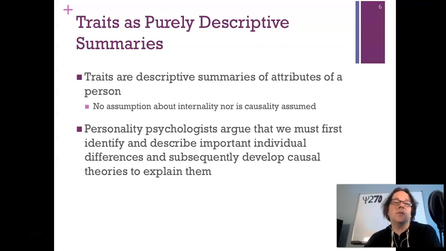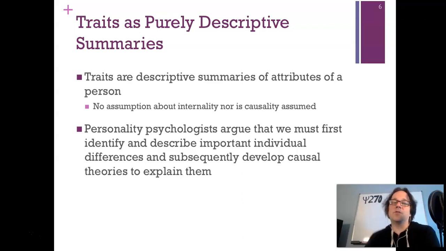Another approach, of course, is what we said, traits as just descriptive summaries. So instead of traits being things that are internal to us, or that we might even be born with, that cause us to do things, in this case, traits are descriptive in that they just describe the attributes of a person. So they're not necessarily the cause of our behaviors and our emotions and our cognitions, but they help describe our cognitions, behaviors, and emotions, and other things might be causing those cognitions, behaviors, and emotions.